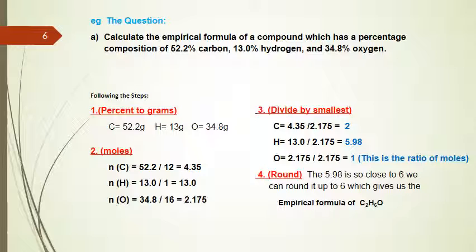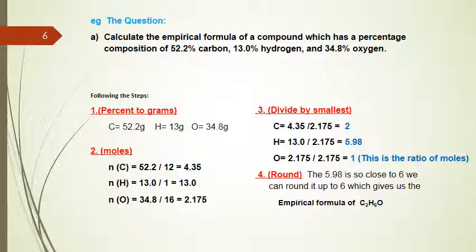So carbon equals 52.2 grams, because we're saying that of 100 grams, 52.2 grams is going to be in carbon, hydrogen is going to be 13 grams, and oxygen is going to be 34.8 grams. That's the first step. Okay, that's your purple part. Okay, so then we have the monkey part, the moles. Number of moles of carbon equals 52.2 divided by 12, which equals 4.35.